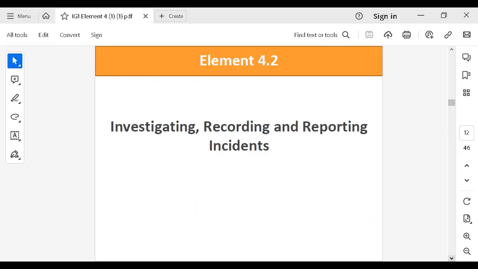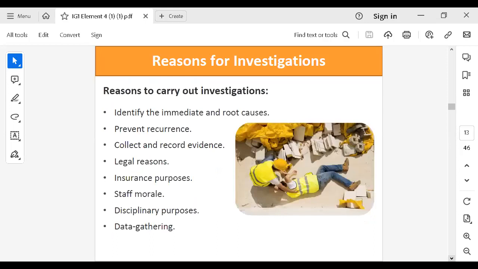Then element 4.2, investigating, recording, and reporting the accidents or incidents. Why are we investigating the accidents or incidents? The reasons to carry out investigations: identify the immediate and root causes of the incidents. What are the immediate causes and what are the root causes for those incidents or accidents?